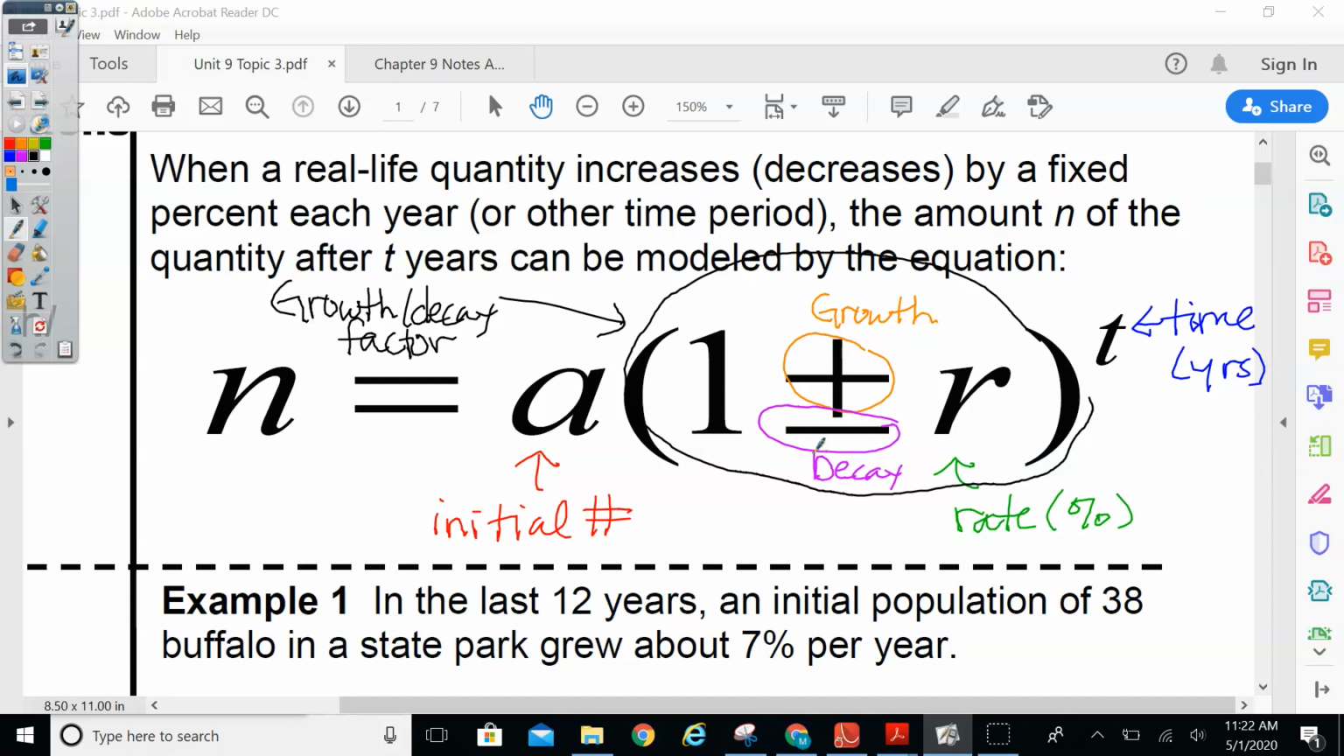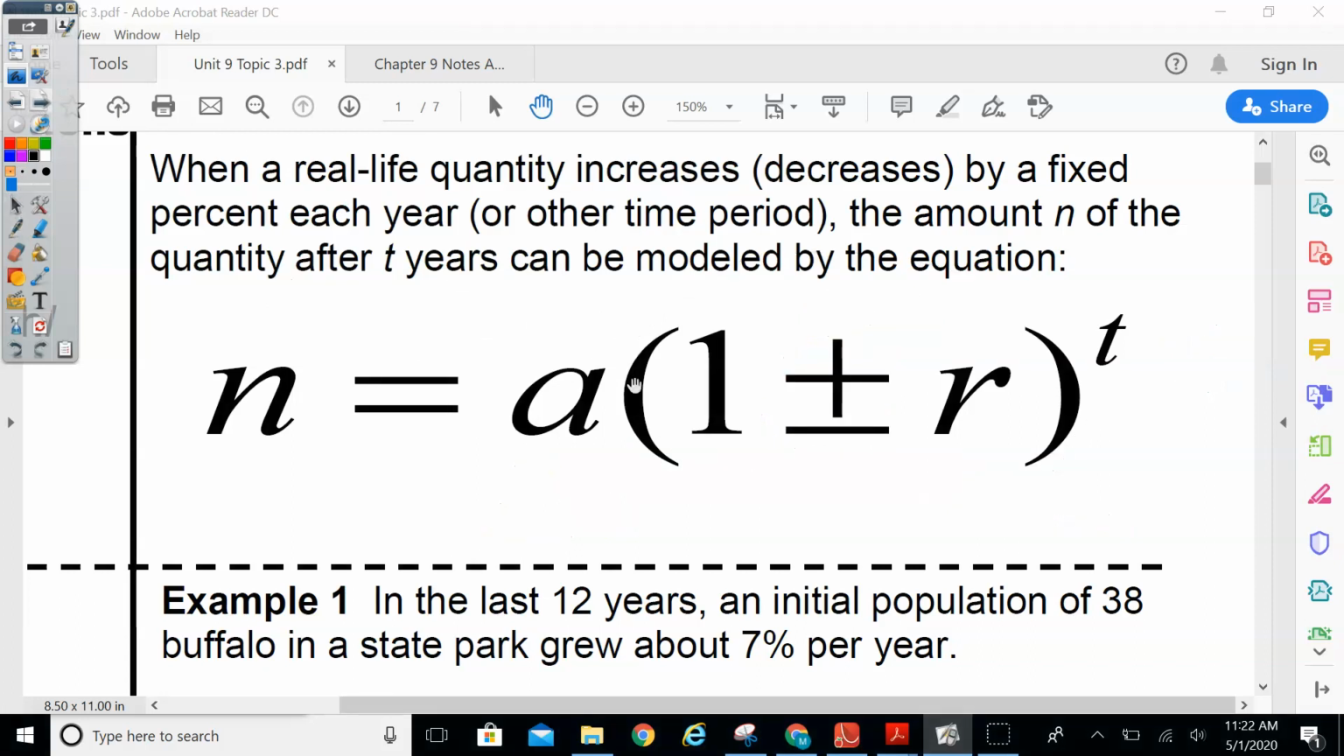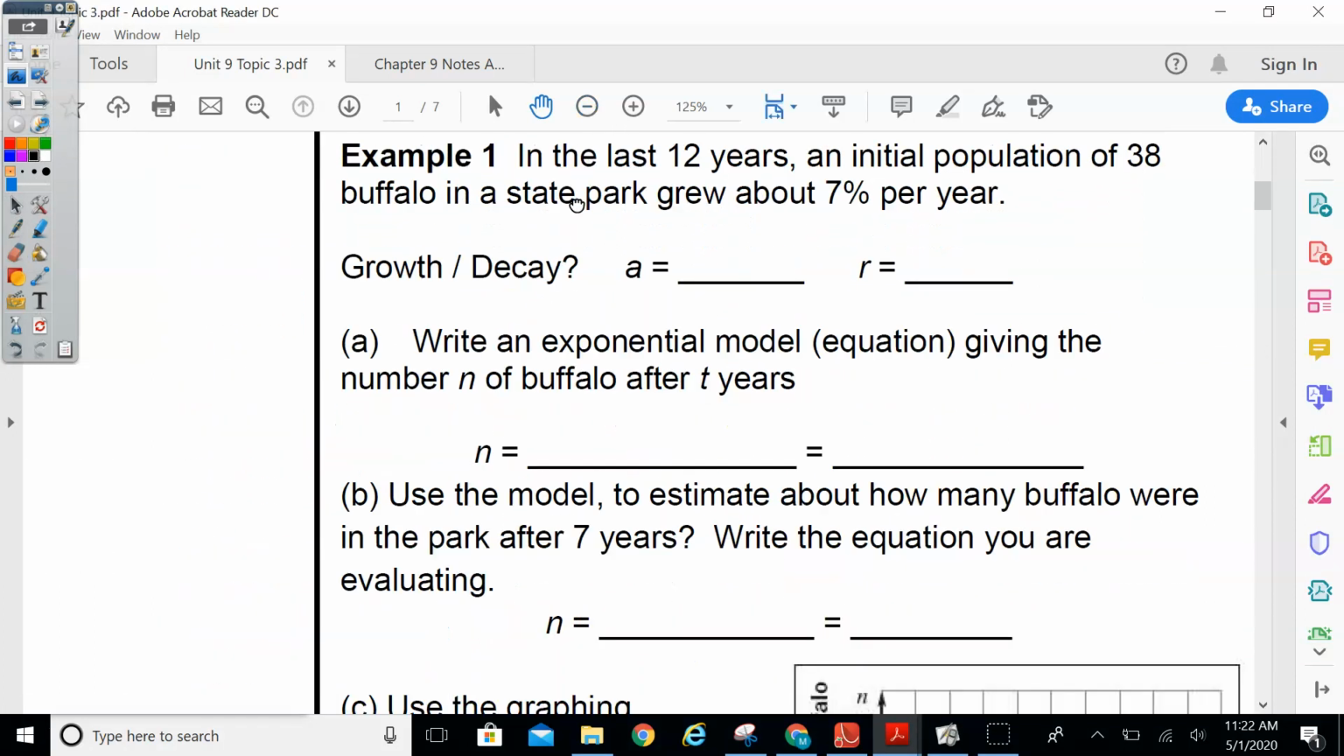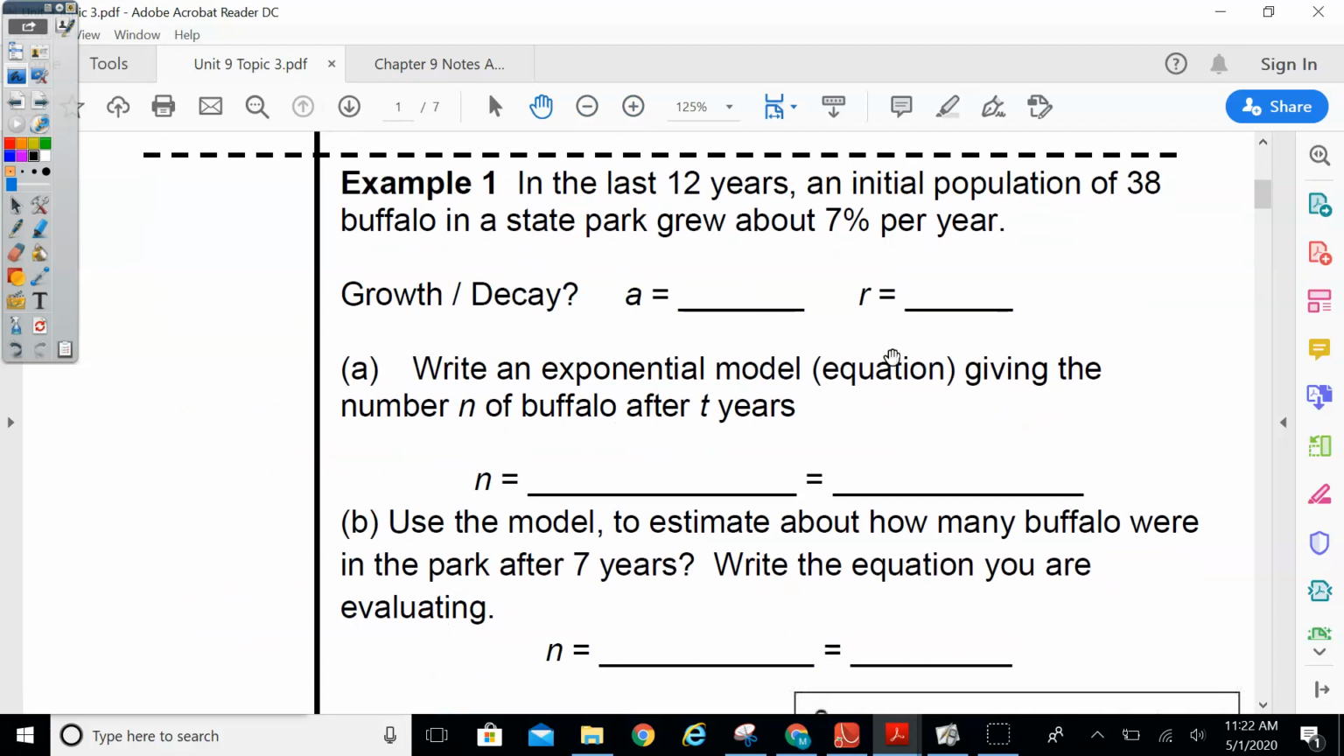Okay, so what I'm going to do is one example of each. There's 4 different models total. So I'll do one of each, showing you how to set it up and put it in the calculator. And then at the end, or in the next section, I'll throw a bunch of examples at you, and you have to decide which one it is. Okay, so looking at this example 1, I'll come to the table in a second.